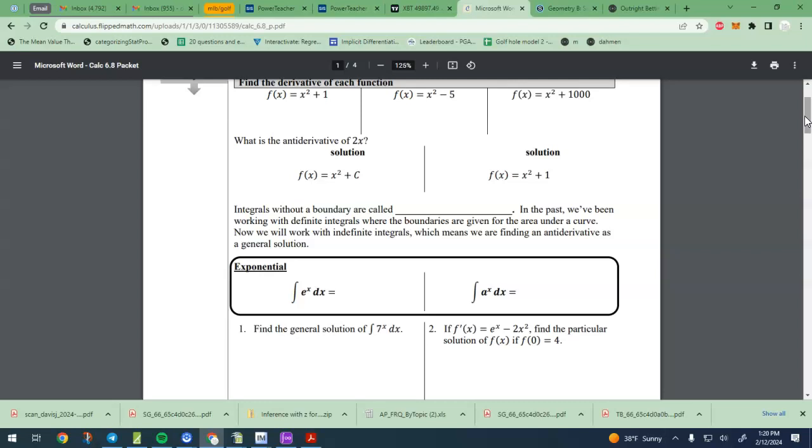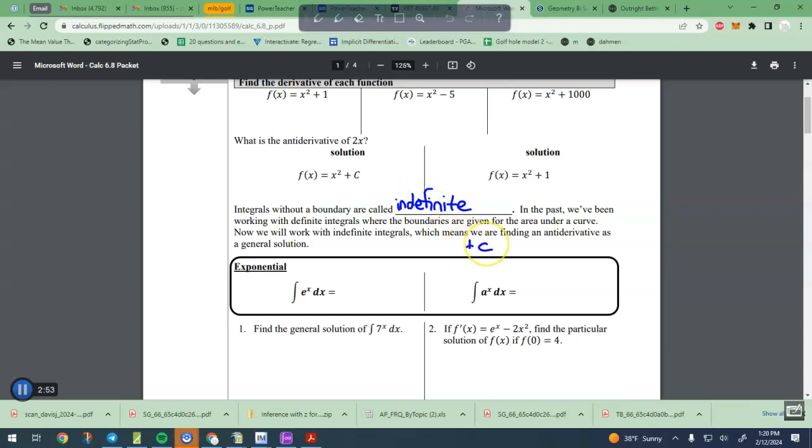All right, integrals without a boundary are called indefinite. And that's when you get the plus c. If it's a definite integral, that's when you have the numbers there. You plug in this minus plug in that, and you get a number like 12, and that's the answer. With indefinite, you're finding equations.